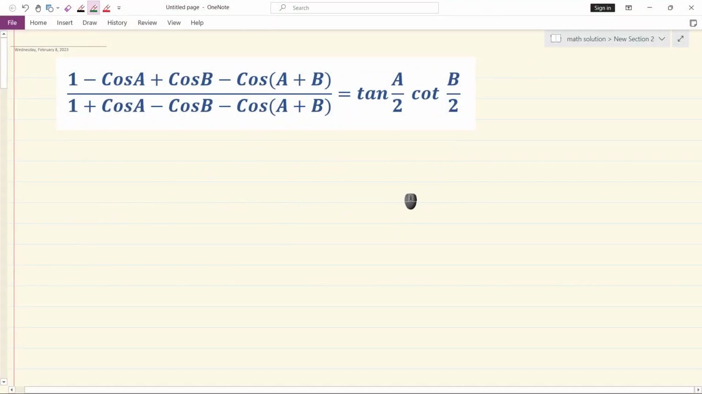Hello students, we have the question of trigonometry. It is basically a prove-that question. We have to prove here left hand side equals right hand side. I am going to read the question first: (1 minus cos A plus cos B minus cos(A+B)) upon (1 plus cos A minus cos B minus cos(A+B)) equals tan A by 2 into cot B by 2. So basically A by 2 is an angle and B by 2 is an angle here.